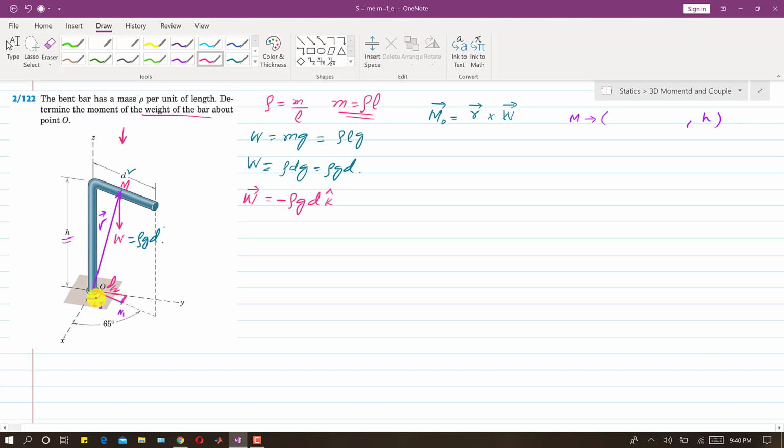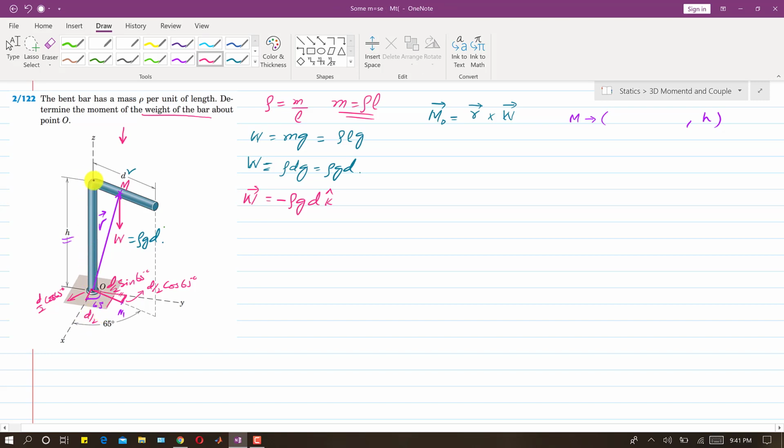So if this is 65 degrees, then this will be equal to d by 2 cos of 65 degrees, since the angle is made with the x-axis. I can draw that component here as well. So this component is d by 2 cos of 65 degrees, and this component will be d by 2 sine of 65 degrees. And this OM length is d by 2, right?